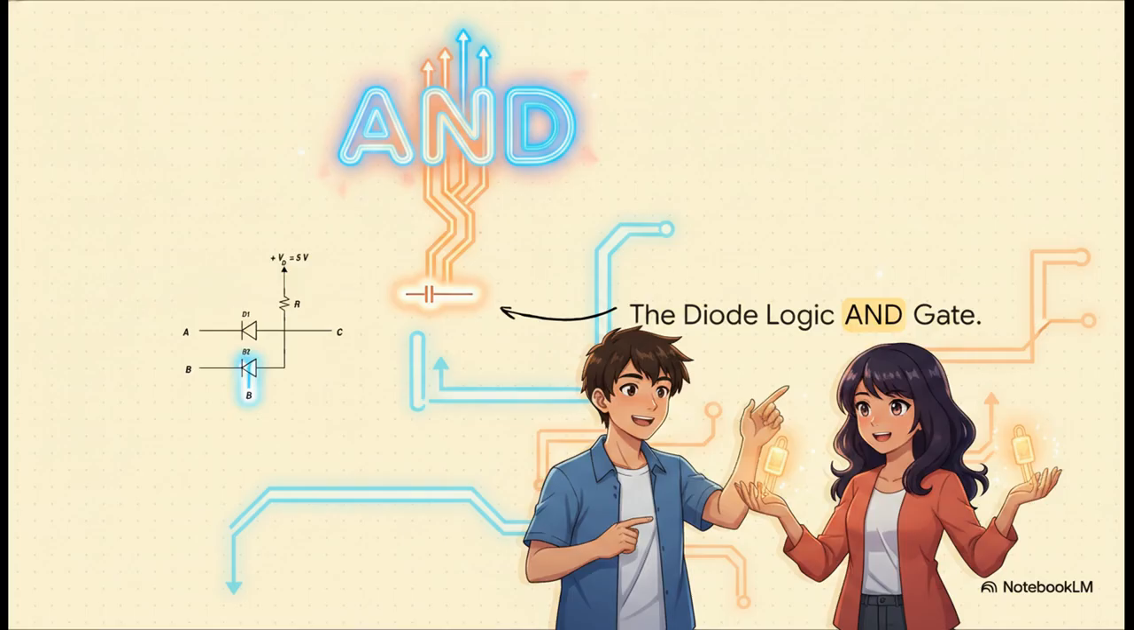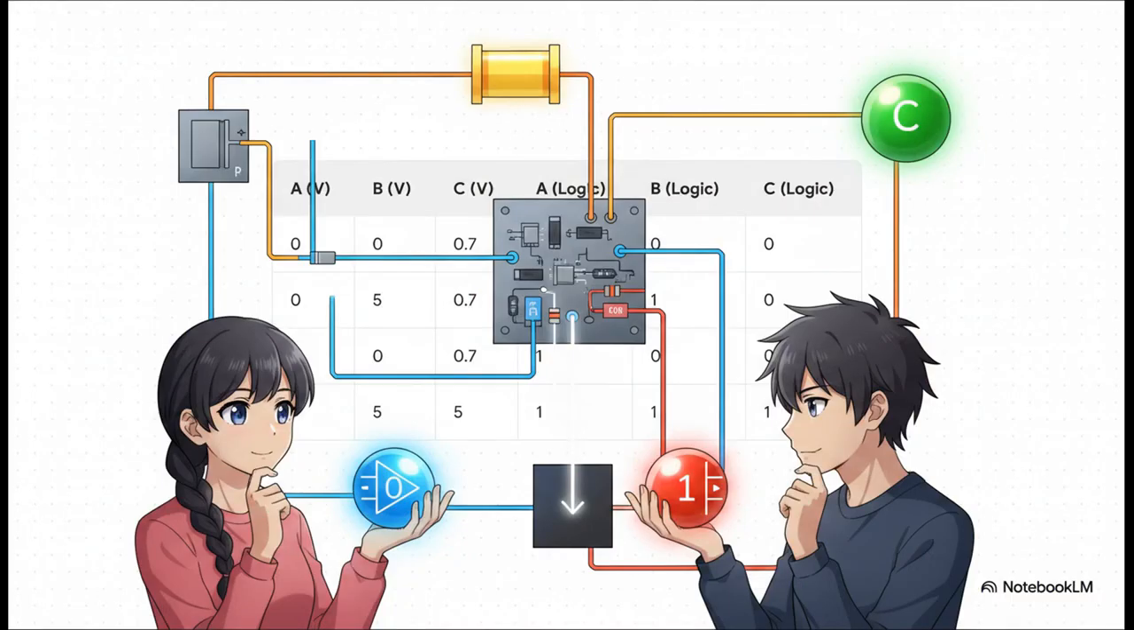Now let's look at its counterpart, the AND gate. You can see the circuit is basically flipped. We have a resistor pulling the output up to 5 volts, and the diodes are facing the other way. For this AND gate, the resistor wants to keep the output C high. But if either input A or B goes low, to 0 volts, that diode will turn on and yank the output voltage down to about 0.7 volts.